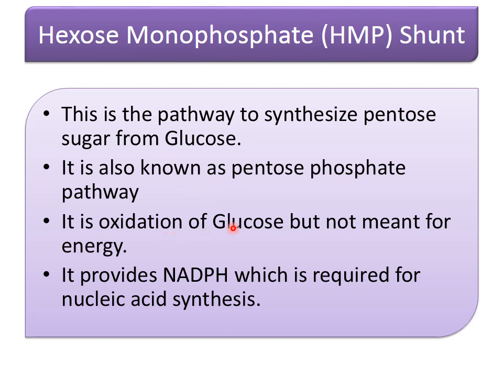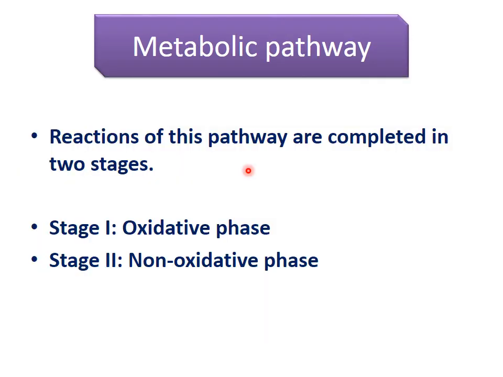Glucose, the oxidation of glucose takes place, that is for energy, but this pathway mainly is not for energy. Its importance is it provides NADPH, which is a very important molecule. We will see what their importance is. And number 2, it is important, it's a pentose sugar synthesizing pathway.